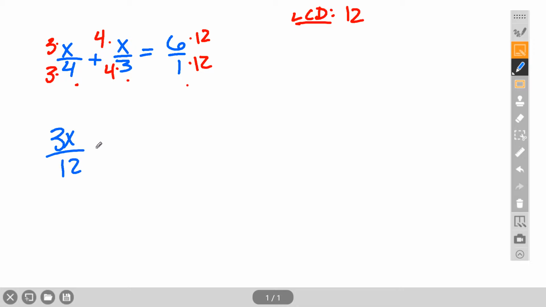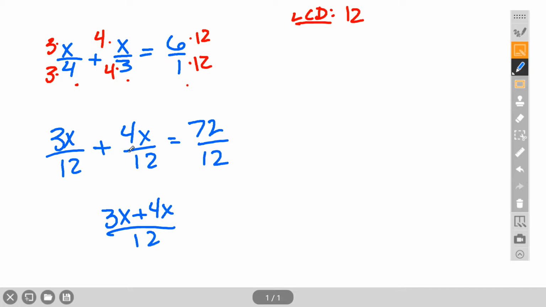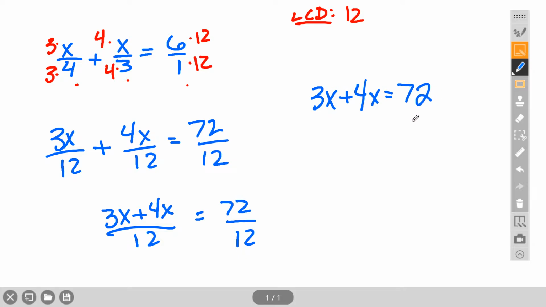3x over 12 plus 4x over 12 equals 72 over 12. And at this point, so we got 3x plus 4x over 12, because it's a common denominator, equals 72 over 12. And at this point, you can ignore the denominators and solve the problem in the numerator. 3x plus 4x equals 72. So 7x equals 72. Divide by 7, x is equal to 72 over 7.